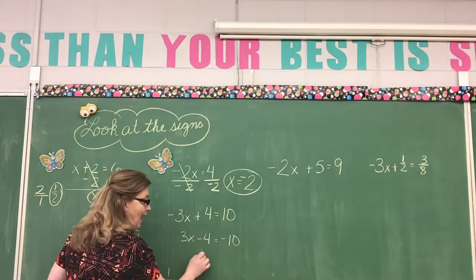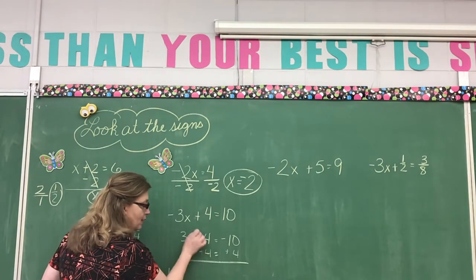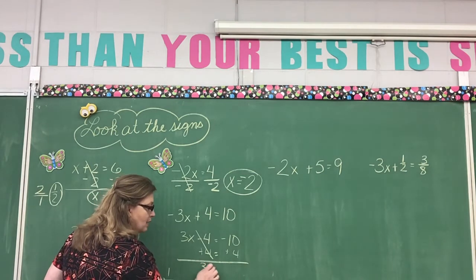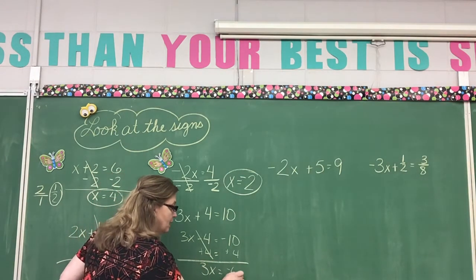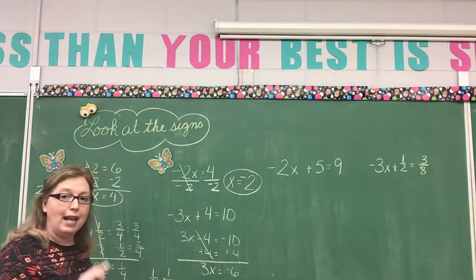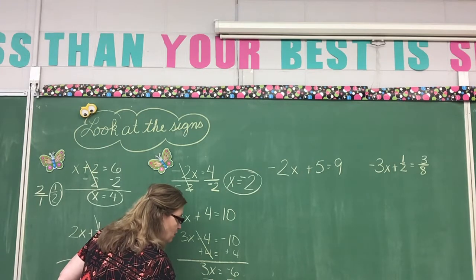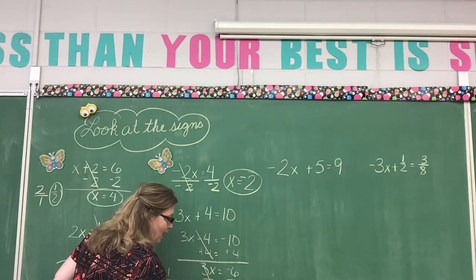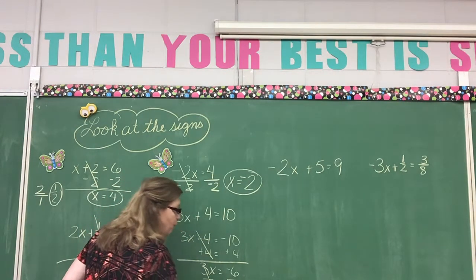So I'm just going to add the 4. If I add 4 over there, I've got 3. This is going to cancel, giving me 3x. Now I say negative 10 plus a positive 4 is a negative 6. So I have 3x equals negative 6. So what do I do? I divide both sides by 3. Now I have x. Negative 6 divided by 3 is negative 2.